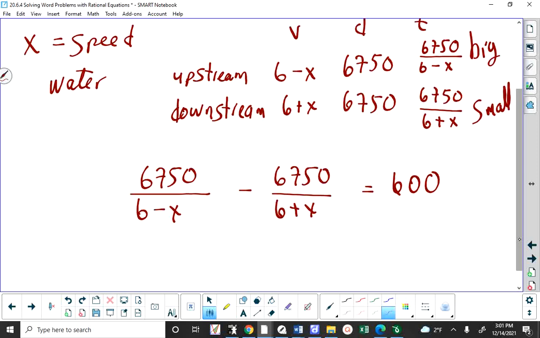You could feel free to divide both sides of that equation by 10 and get smaller numbers, or even 50 and get smaller numbers. But that's not the point. You would have to now solve that equation by multiplying every term by 6 plus x, 6 minus x.